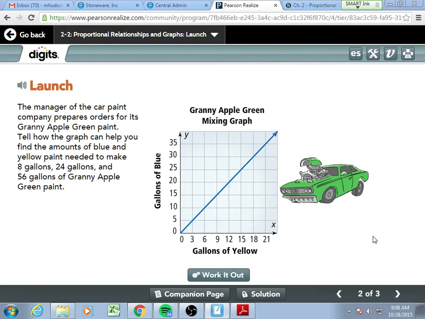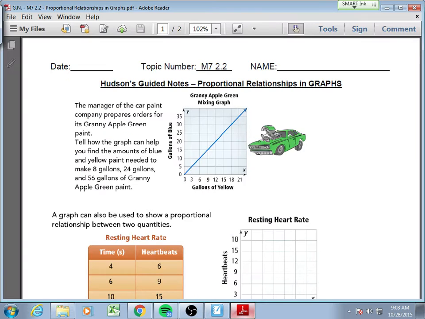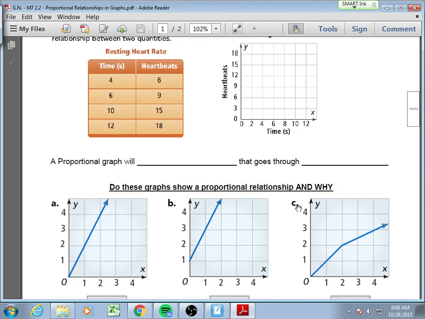So, reminder: why does this graph show a proportional relationship? We talked about this yesterday. You should have your notes out, and actually we wrote it into our notes. Isaiah, why does this show a proportional relationship? It goes through the origin and it's a straight line. So you want to make sure that in your notes down here, you have that a proportional graph will be a straight line that goes through the origin.